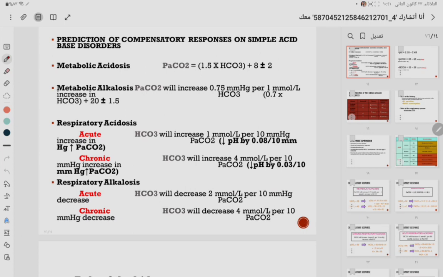The response in metabolic acidosis, when the bicarb is low, is that the lungs should clear the CO2. So the compensation will be PCO2 equals 1.5 multiplied by the bicarb, plus 8. Or, the PCO2 will increase.